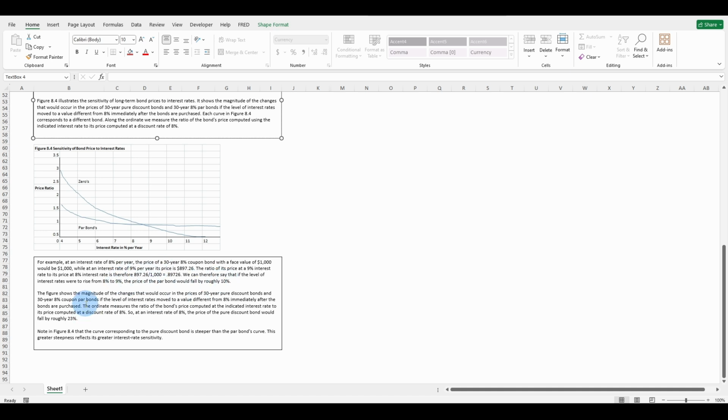That's pretty serious. The figure shows the magnitude of the change that will occur in the price of a 30-year pure discount bond and a 30-year 8% coupon par bond if the level of interest rates moves to a value different from 8% immediately after the bonds are purchased. The ordinate measures the ratio of the bond's price computed at the indicated interest rate to its price computed at a discount rate of 8%. So at an interest rate of 9%, the price of the pure discount bond would fall by roughly 23%. Ouch. You can see why in the fixed income arena, prices are broken down into 32nds. A full point move could be devastating.